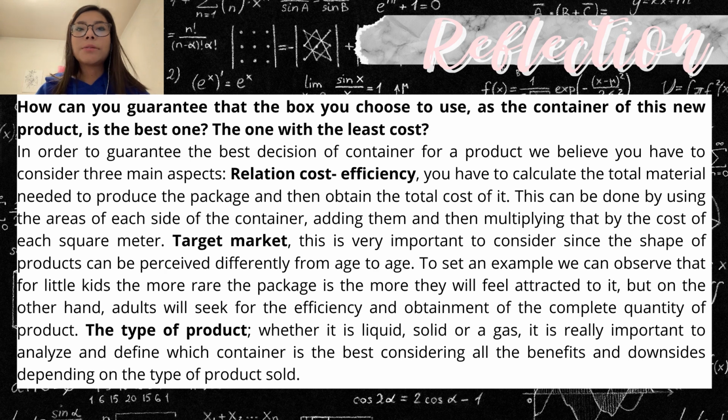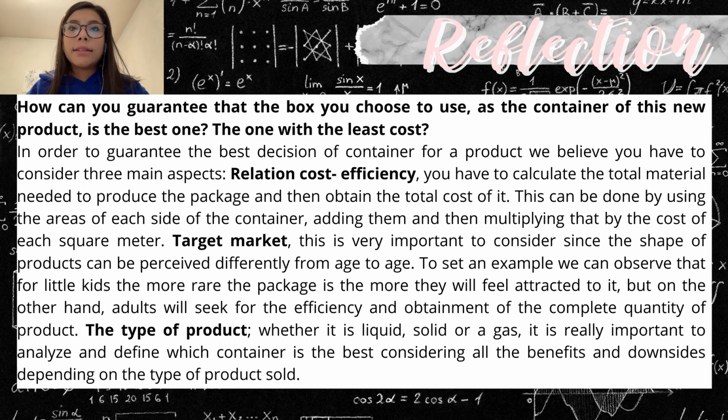Finally, we have our last question. How can you guarantee that the box you choose to use as the container of this new product is the best one, the one with the least cost? In order to guarantee the best decision of container for a product, we believe you have to consider three main aspects. First, cost efficiency. You have to calculate the total material needed to produce the package and then obtain the total cost of it. This can be done by using the areas of each side of the container, adding them, and then multiplying by the cost of each square meter.